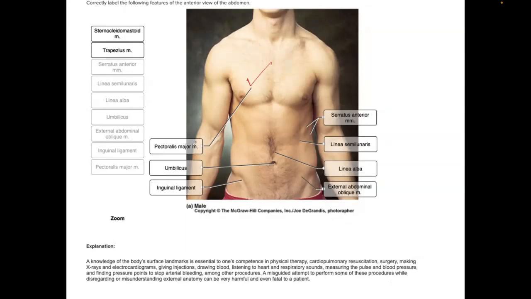Pectoral major, that's your pec muscle. Umbilicus. Inguinal ligament. Linea alba is the line up the center. Serratus anterior muscle, that's coming along here. External oblique, coming this way. And the linea semilunaris could be this way, could also be this way.